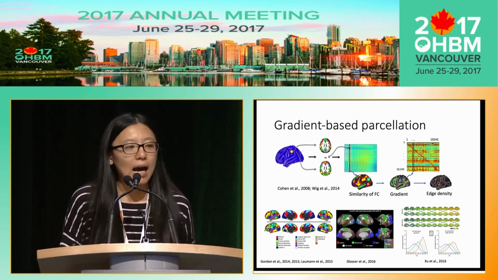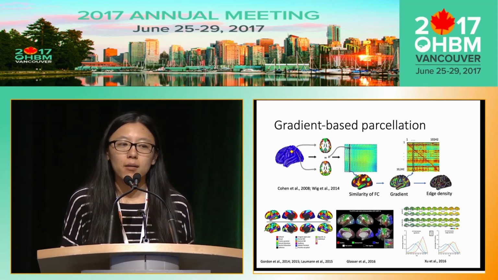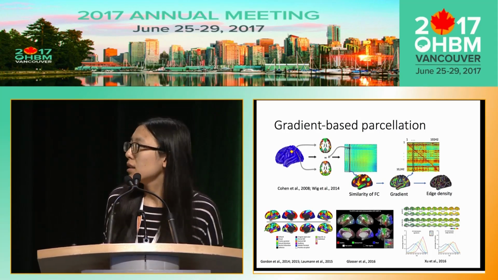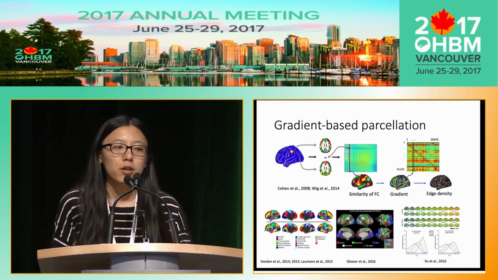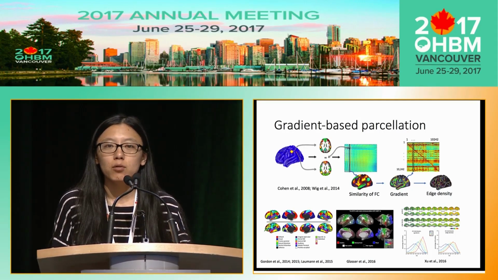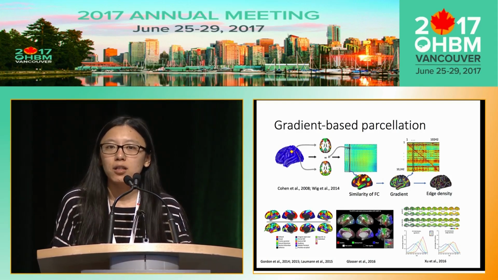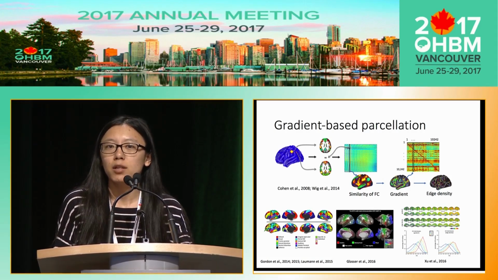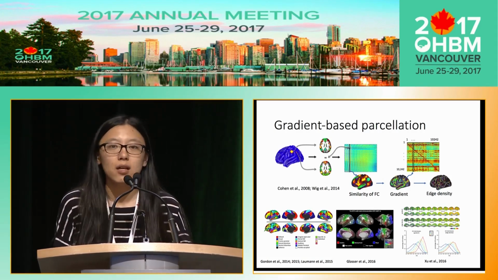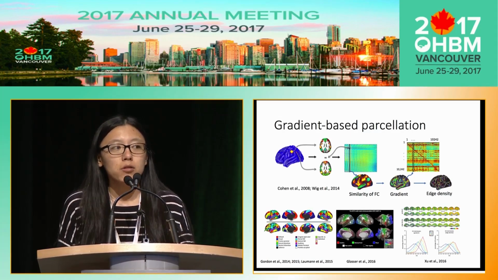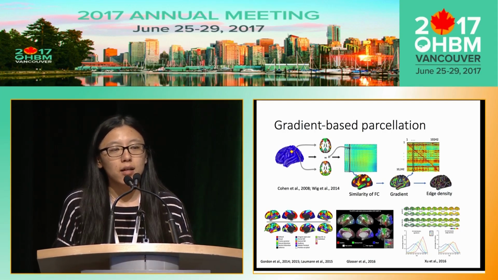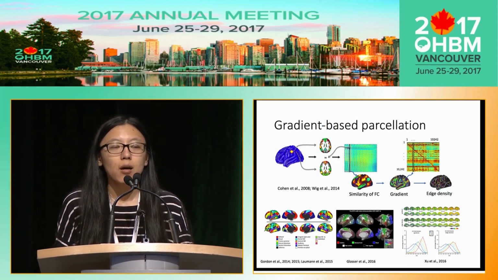And how does this gradient-based parcellation work? This is an example. If we look at the functional connectivity of the supramarginal gyrus, we find that even though the angular gyrus is pretty close to the supramarginal gyrus on the surface, the functional connectivity pattern is so different. Actually, it's totally opposite. So we would assume that the supramarginal gyrus and angular gyrus belong to different functional areas, and there could be a functional boundary between them.